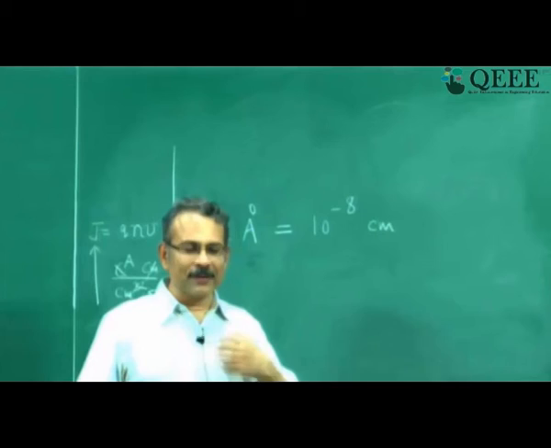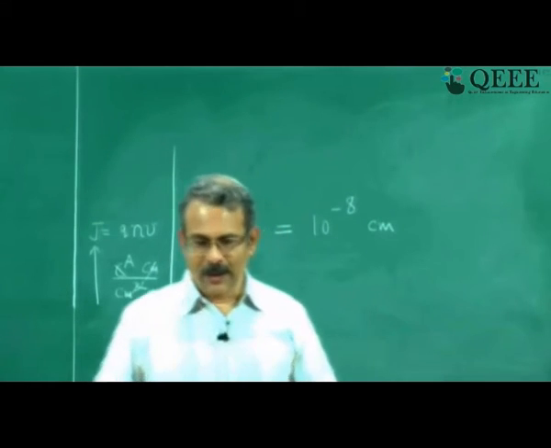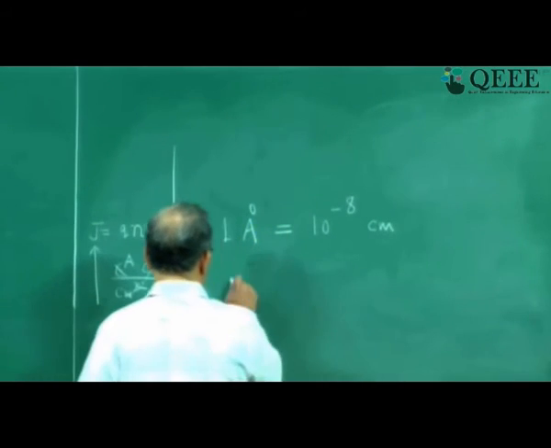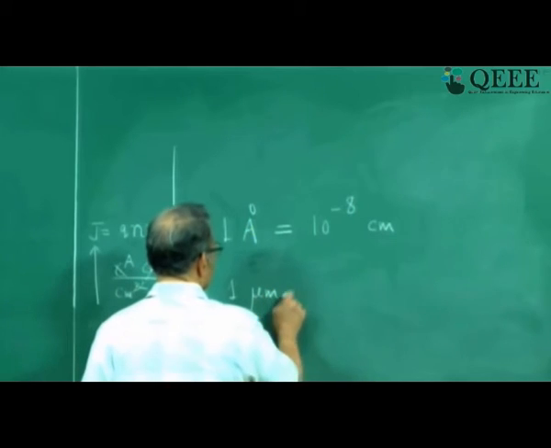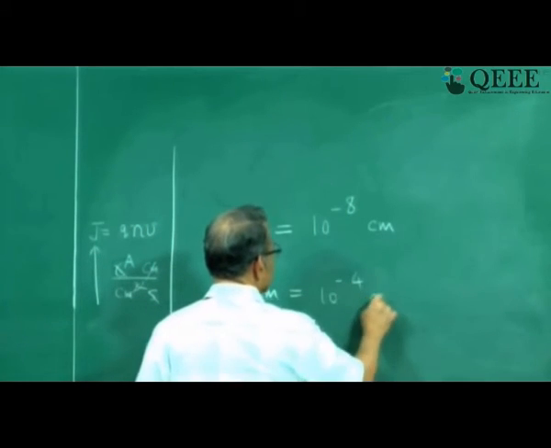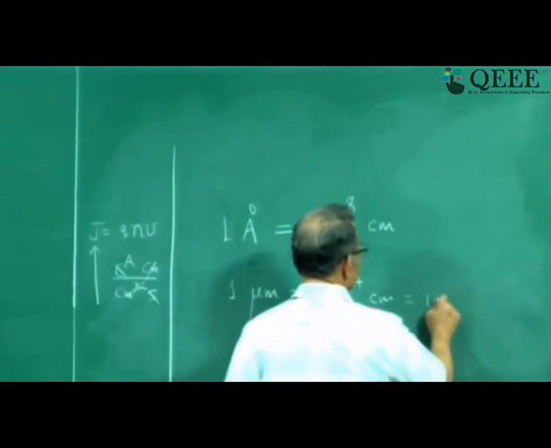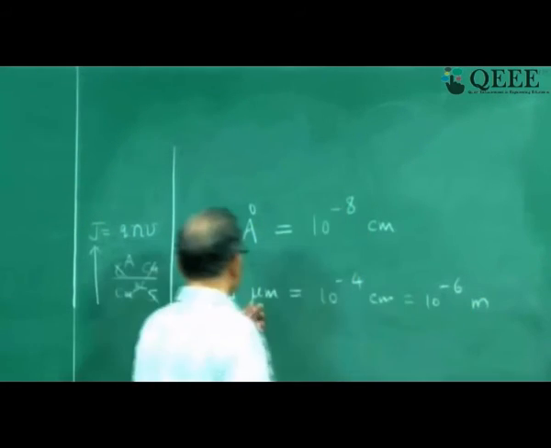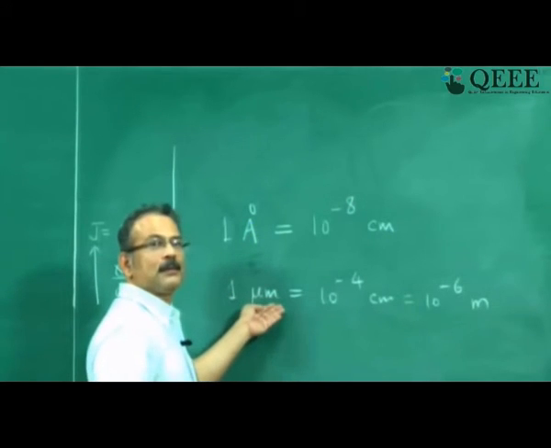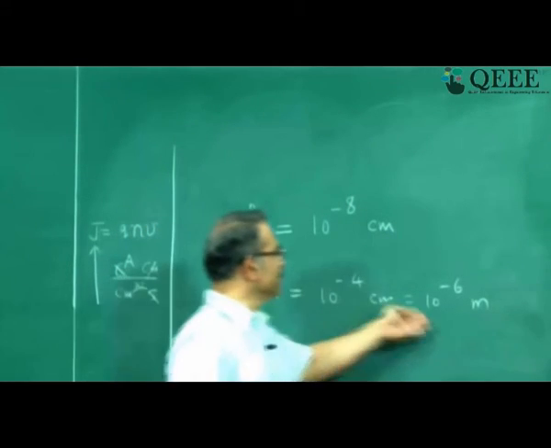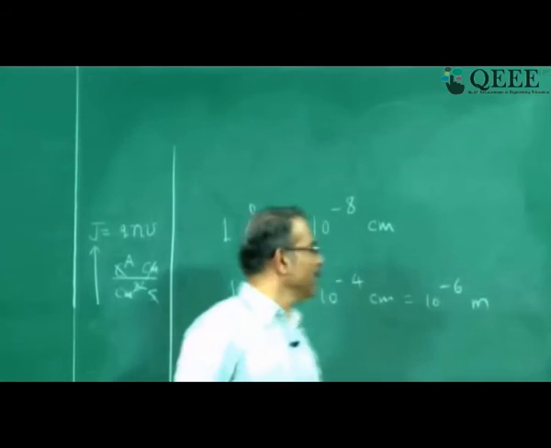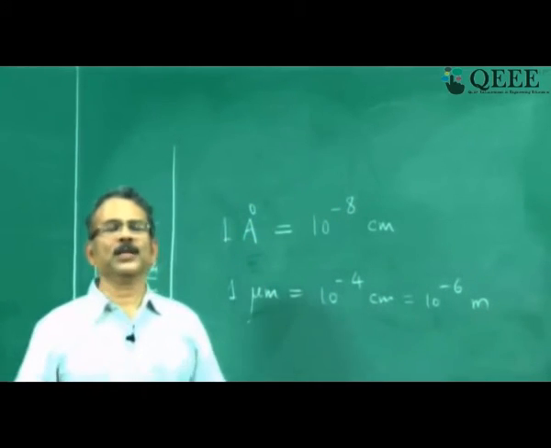Let me give you a better physical feel for angstrom. Let's take the dimension micron, 1 micron. This is 10 power minus 4 centimeters, or 10 power minus 6 meters. Micron is micrometer. Micro means 10 power minus 6, 10 power minus 6 meters. Now, how much is a micron?